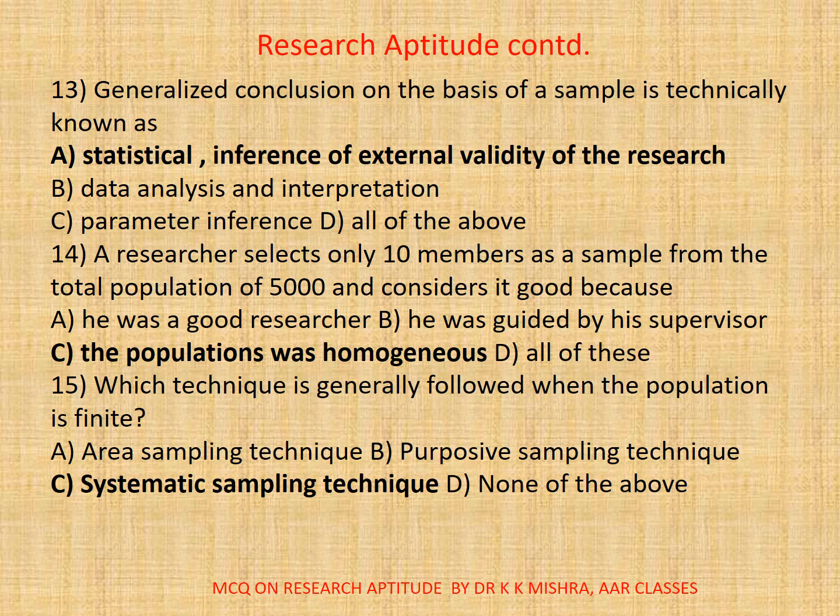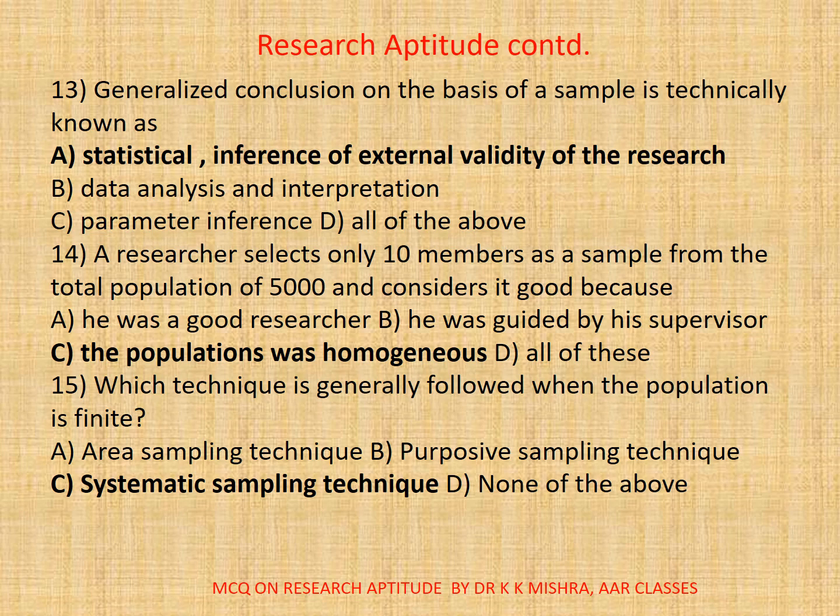14. A researcher selects only 10 members as a sample from the total population of 5,000 and considers it good because A. He was a good researcher, B. He was guided by his supervisor, C. The population was homogeneous, D. All. The correct option is C. The population was homogeneous.